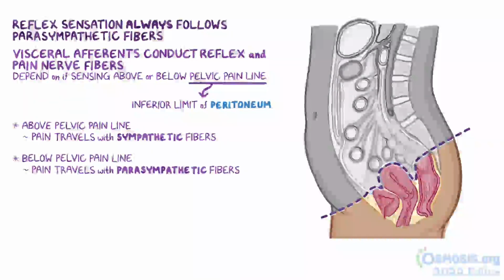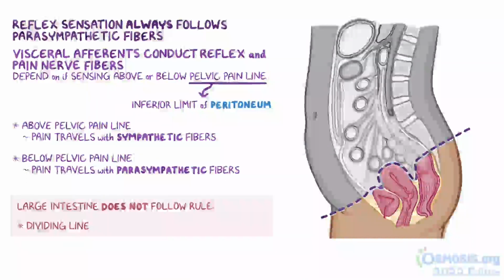However, an exception to this is that the path of the visceral afferents sensing pain for the large intestine does not follow the pelvic pain line rule we just described. Instead, the dividing line on whether pain travels with sympathetic versus parasympathetic fibers is determined by a line going through the middle of the sigmoid colon instead of the pelvic pain line.